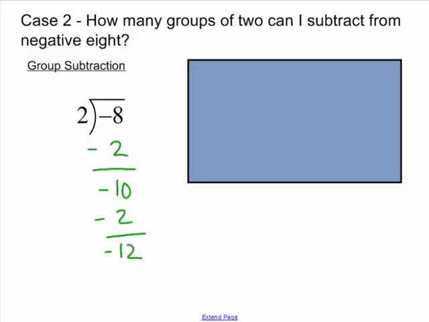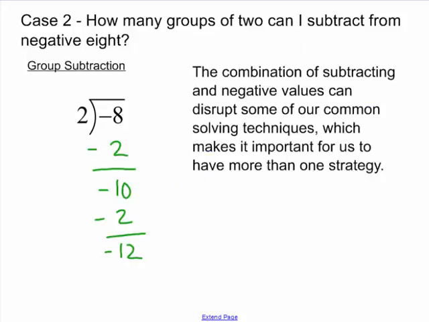So what we find for group subtraction is that maybe our strategies don't always work, and it's important to have alternate strategies. The combination of subtracting and negative values is going to disrupt this particular technique. As we're going to see, we're going to have multiple ways to solve these, and hopefully one of them will click.